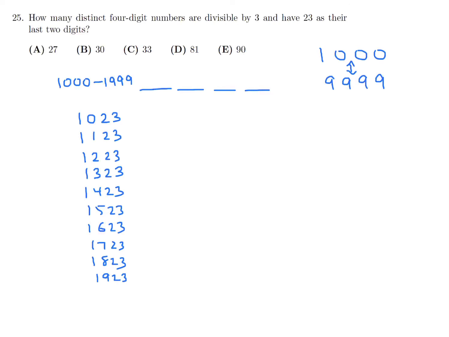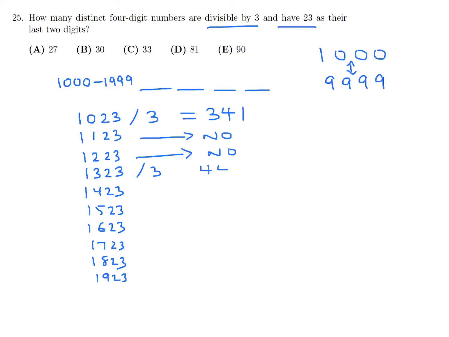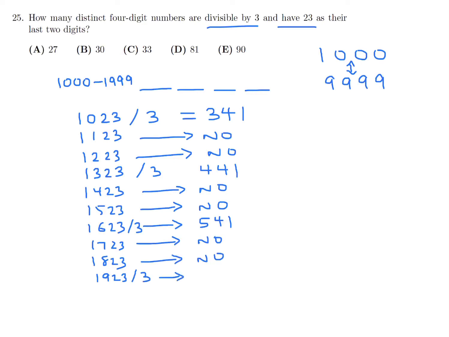We have to figure out the other part of the criteria. We fulfilled our first criteria, but they also have to be divisible by 3. So let's see. If it's divisible by 3, this one is. This one is no. This one is no. This one is divisible by 3. Yes, it's 441. This one is not. This one is not. This one is divisible by 3. Yes, it's 541. This one no. This one no. And this one is divisible by 3. It is 641. Like that.